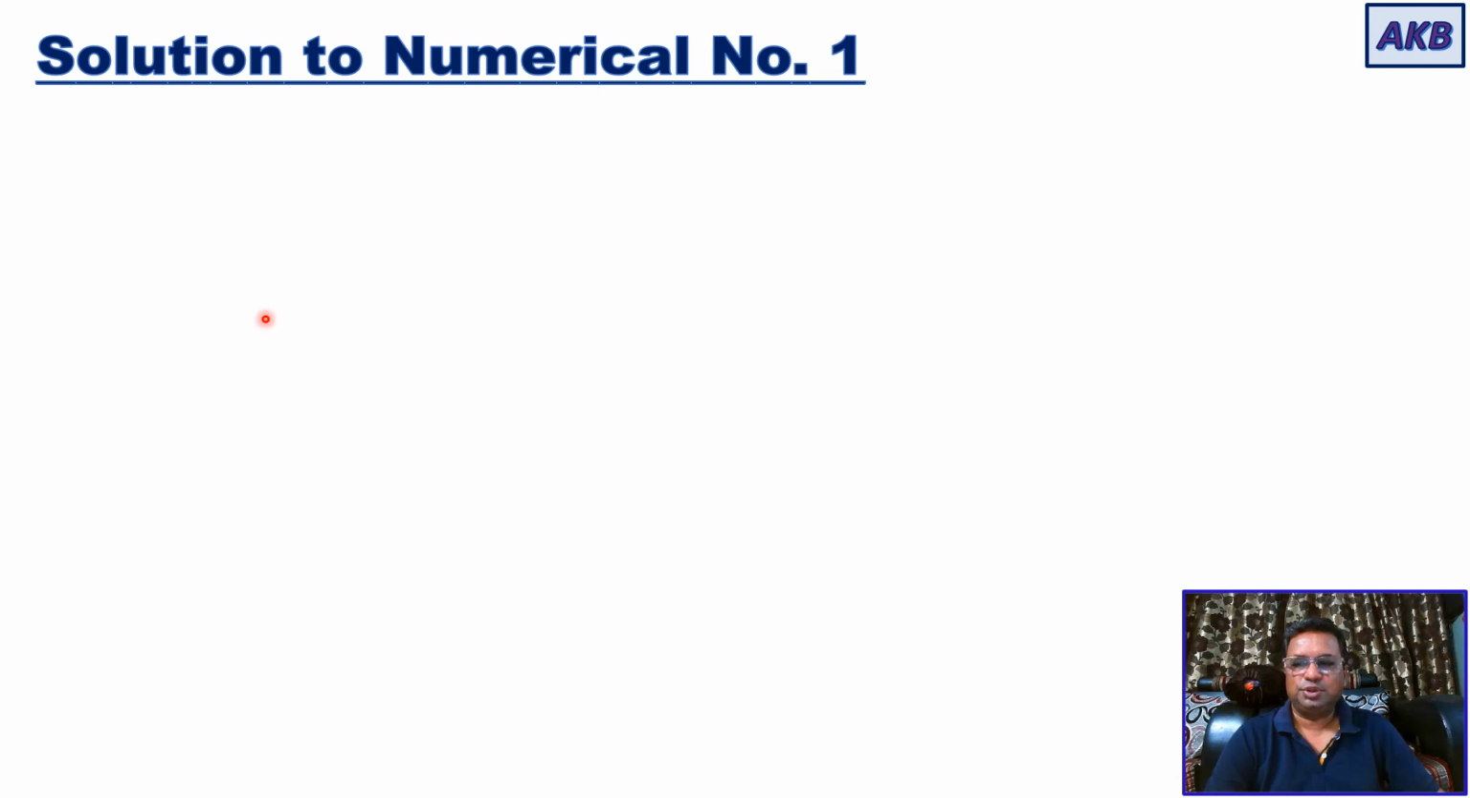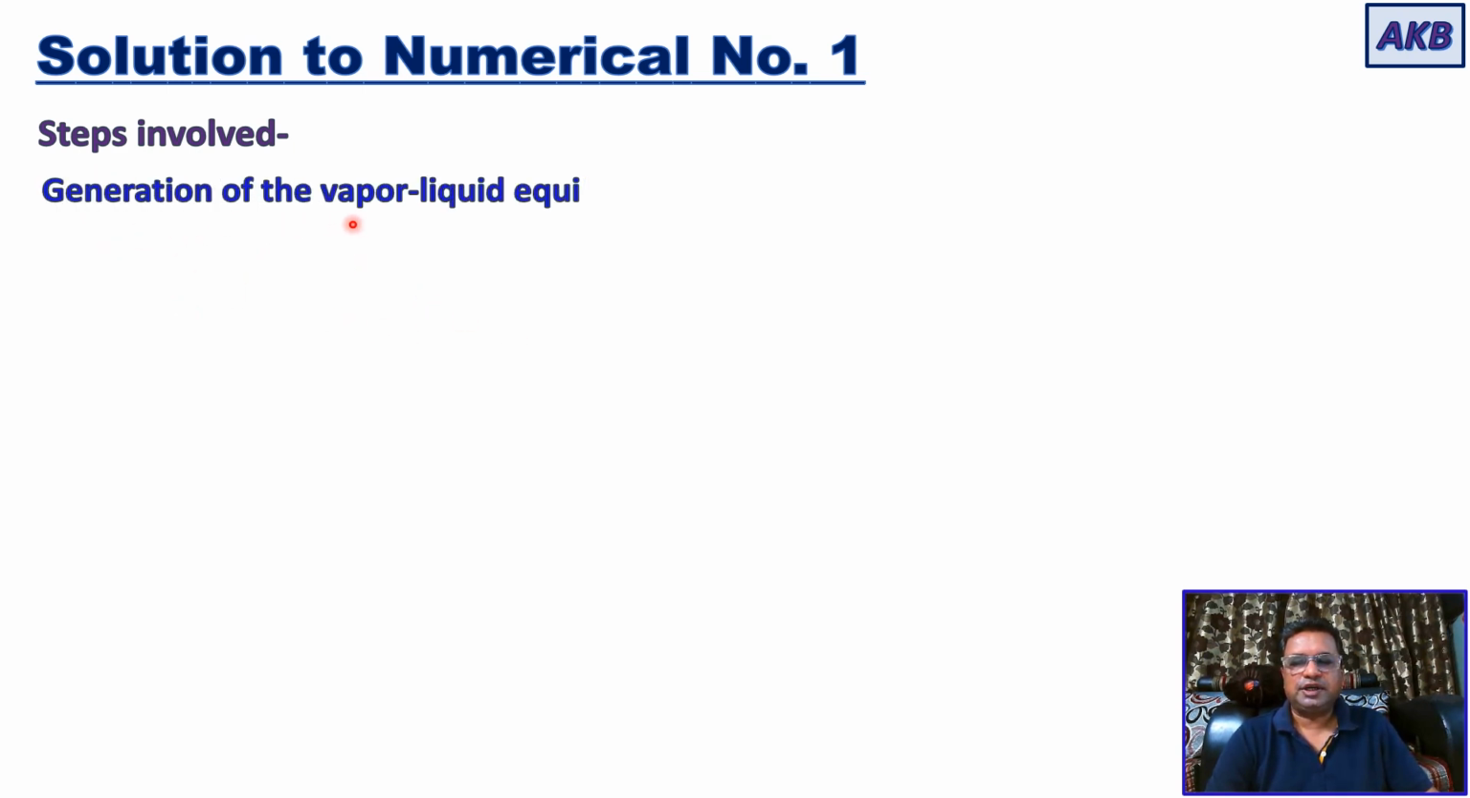Okay, so now let us start the solution. First, let me note down the graphical solution for finding the required answers by plotting a graph. Let me first tell you the steps involved. First, we need to generate vapor liquid equilibrium data, that is VLE data. XY data is not given to us, so we need to generate it, and we are going to generate it by using relative volatility, which is given to us.